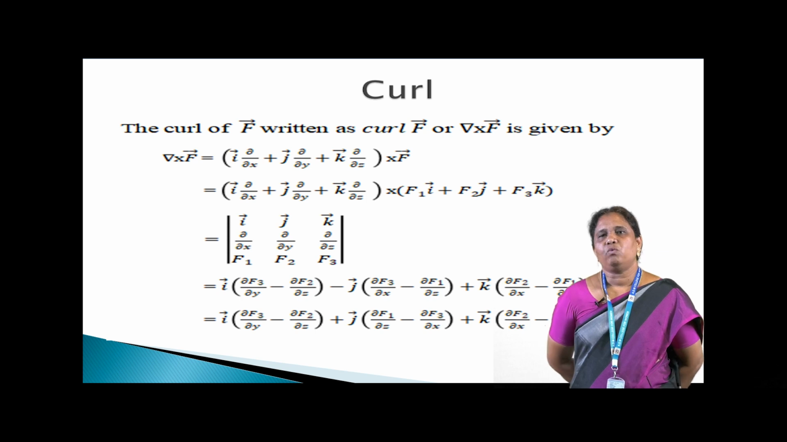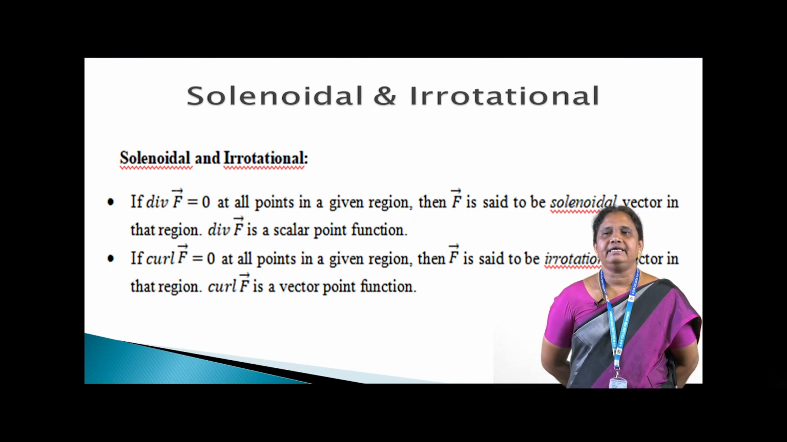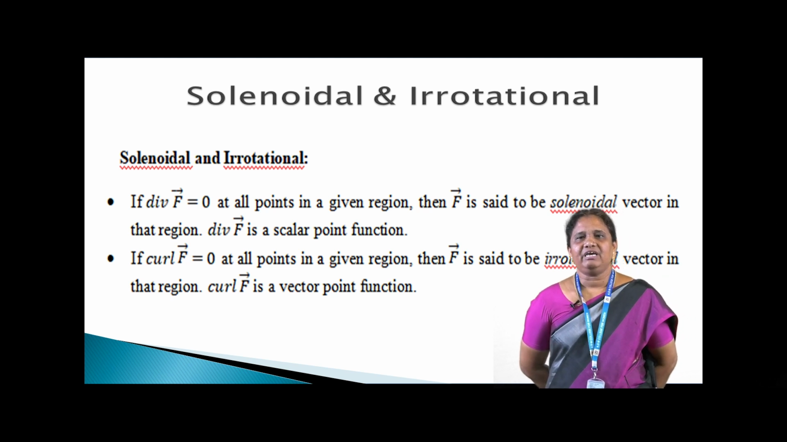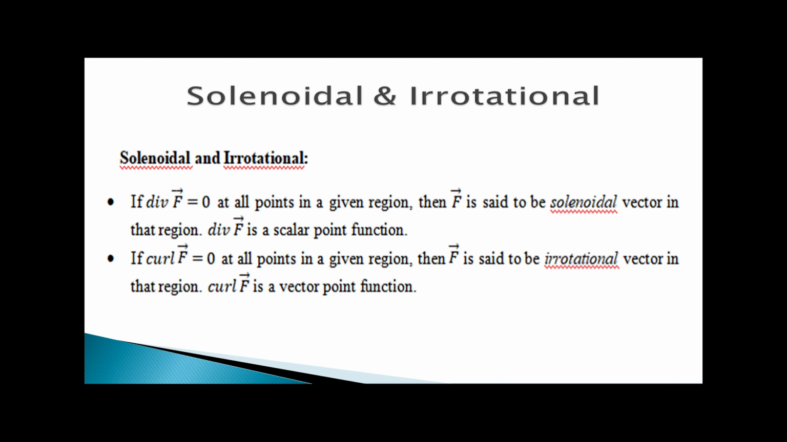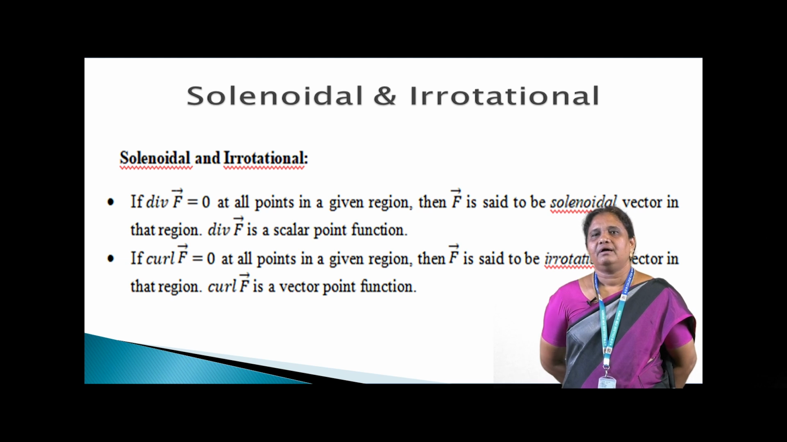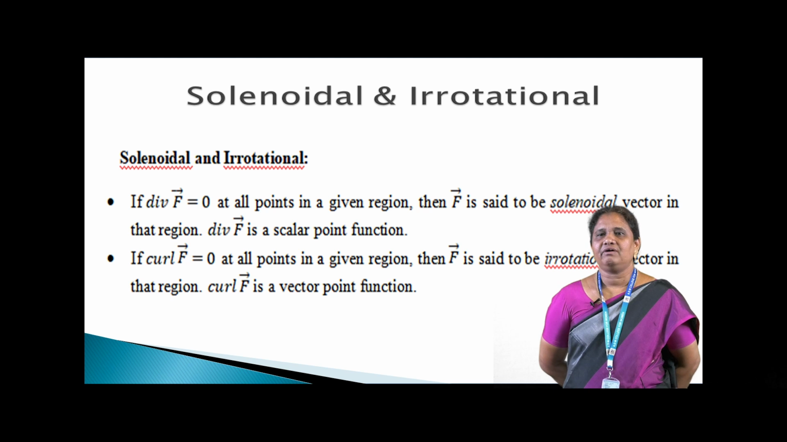Next, let us see what is solenoidal and irrotational. If the divergence of a given vector f is 0, then the vector is said to be solenoidal, and if the curl of that f vector is 0, then f is said to be irrotational. Okay, and the divergence of f is a scalar point function, and the curl of f vector is a vector point function.